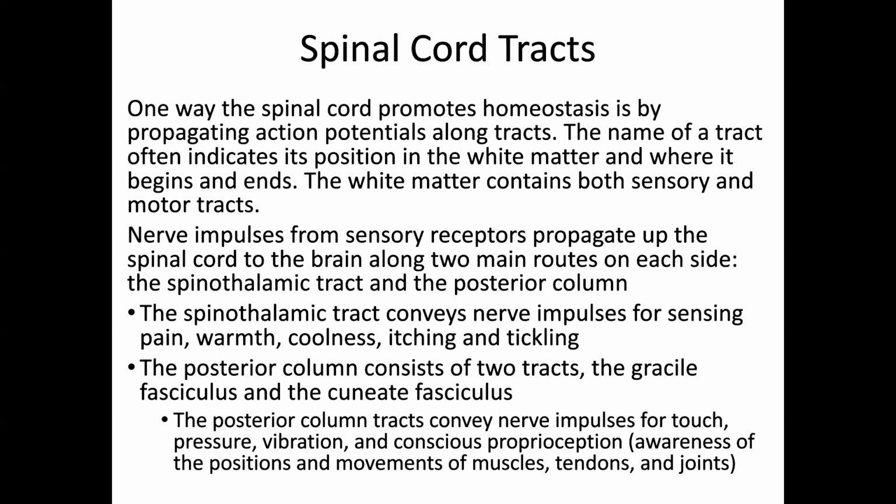The posterior column has two tracts, the gracile fasciculus and cuneate fasciculus. There are some wild words there, and I don't really care about you knowing them. What I do want you to know is what the posterior column tracts convey, which is nerve impulses for touch, pressure, vibration, and then one of the most complicated sensations we have. It's hard, in my opinion, to understand and visualize, but this is what we call conscious proprioception. In parentheses, it's the awareness of positions and movements of muscles, tendons, and joints.